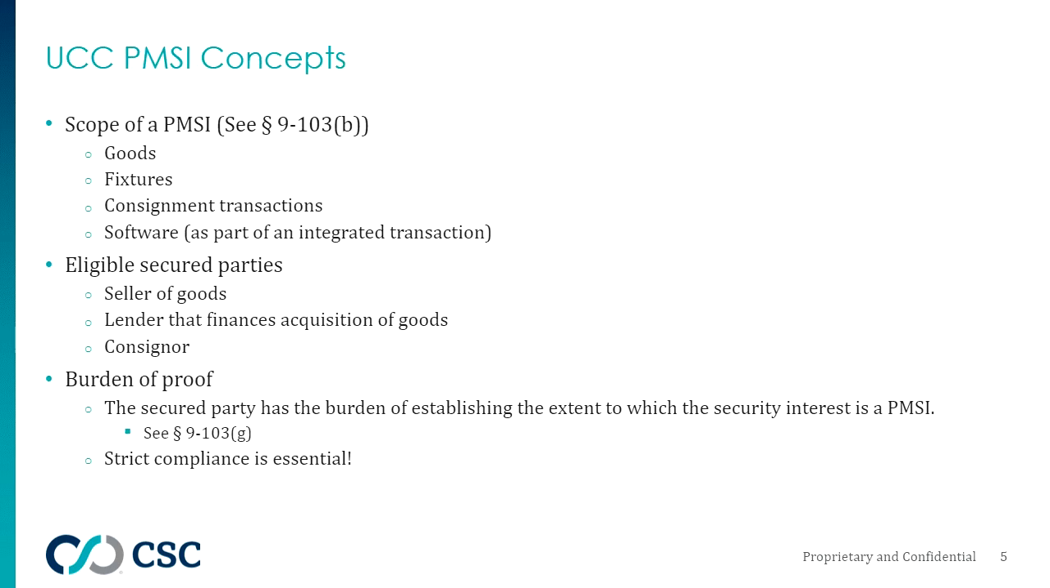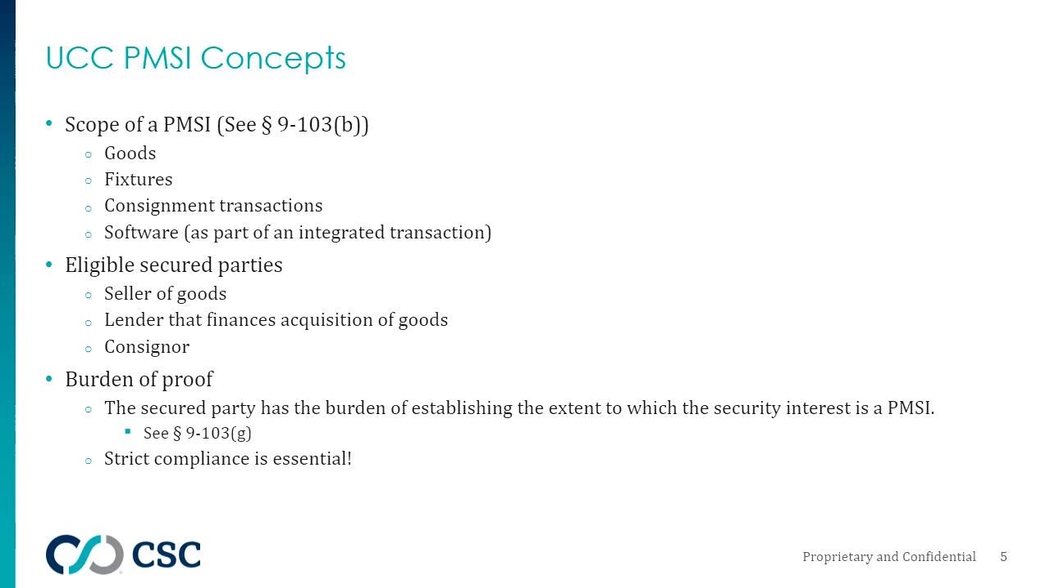Now, when it comes to a purchase money security interest, a purchase money security interest doesn't apply to everything necessarily. It's limited to goods, tangible objects, fixtures, which are tangible objects incorporated into real estate. It applies to consignment transactions, and in limited circumstances, it would apply to software that's part of an integrated transaction with goods.